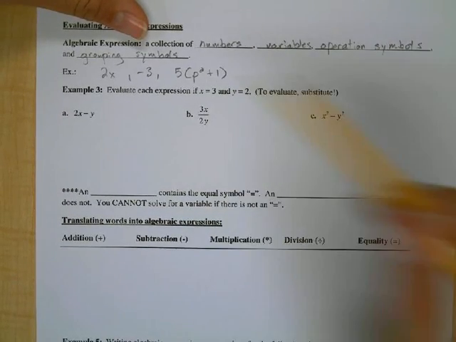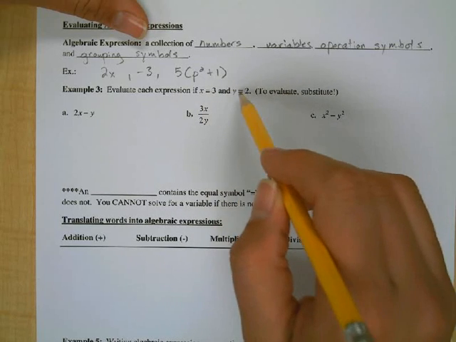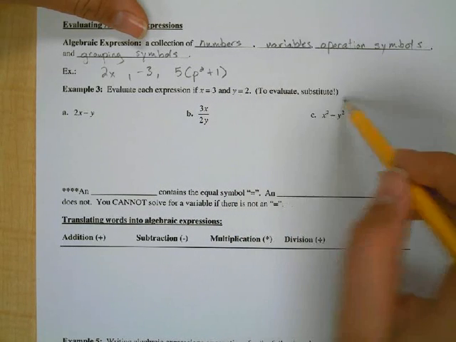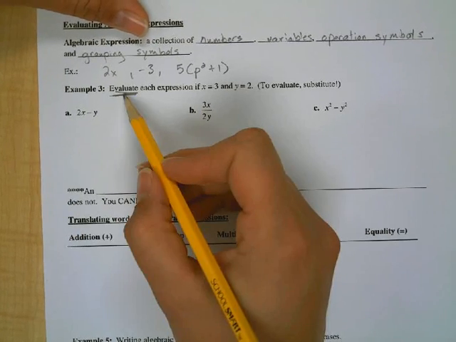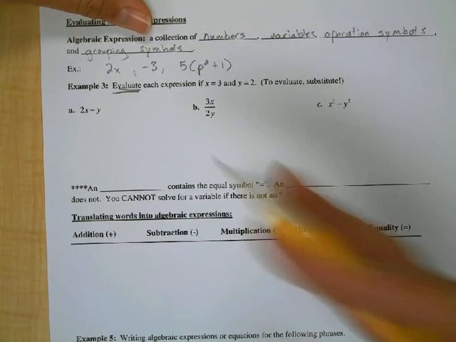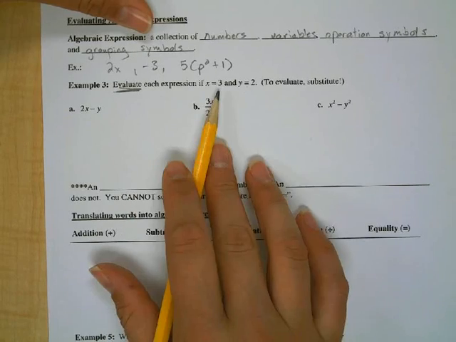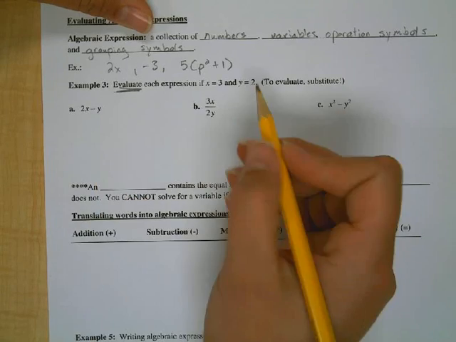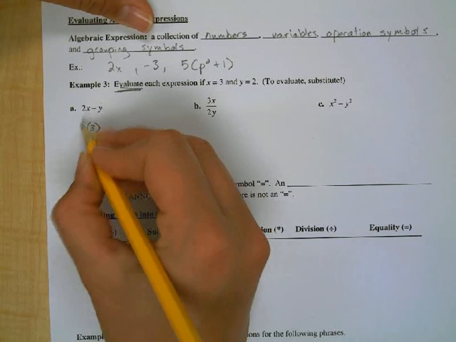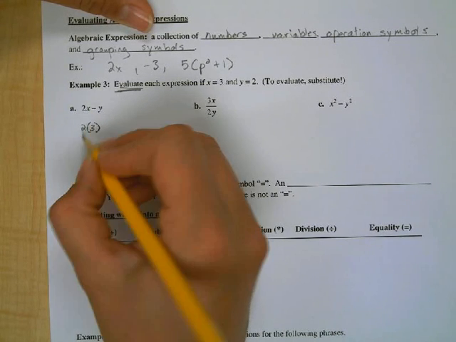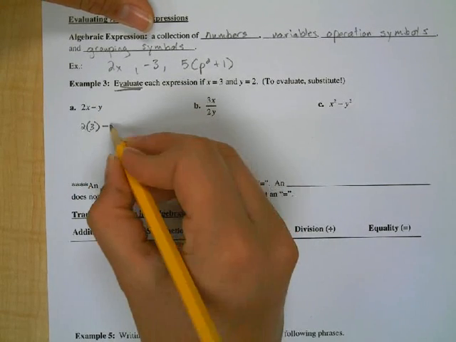Alright, so evaluate each expression if x is equal to 3 and y is equal to 2. Okay, to evaluate, you're just going to substitute. So again, here's that word evaluate. Okay, we're doing evaluating because we're talking about expressions. There's no equal signs. Okay, so we're finding the value of 2x minus y if x is 3 and y is 2. You just substitute. Okay, so if x is 3, I put a 3 instead of x. So this was 2 times x, so now it's 2 times 3 minus y was 2. So instead of minus y, we minus 2. That's all it is. It's just substitution.